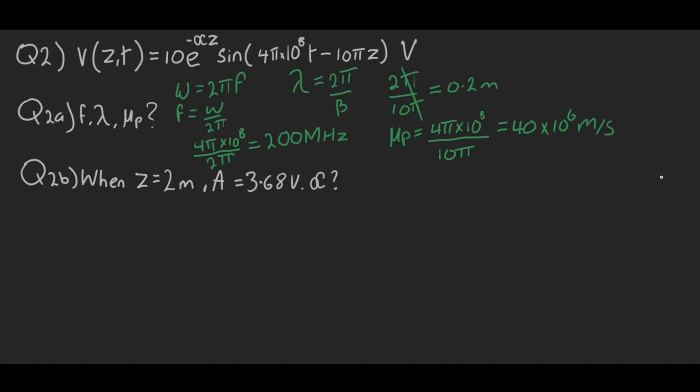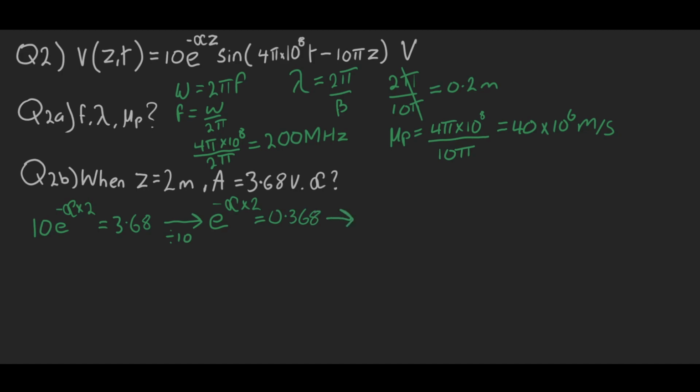Now let's move on to question 2b. So when Z is equal to 2 meters, the amplitude is equal to 3.68 volts. So our goal here is to find the attenuation constant alpha. So let's write this down. 10 e to the minus alpha times 2, because Z is 2, is equal to 3.68. So we start by dividing both sides by 10. So we got 0.368 here.